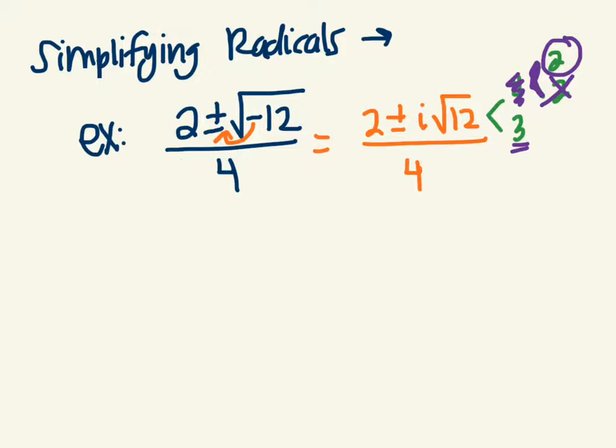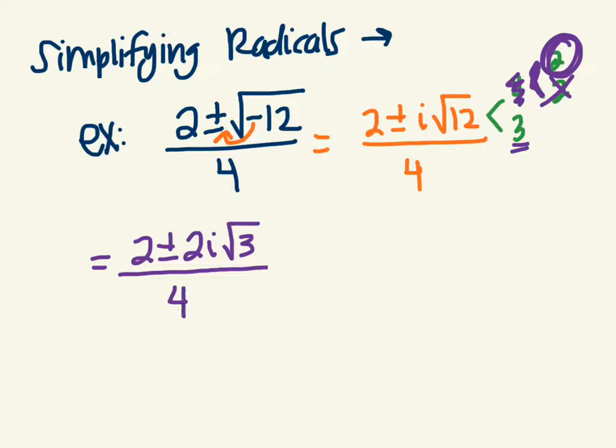Alright, so when we rewrite this, it's going to be 2 plus or minus. Now when you bring out that 2, the one that we have circled, it's going to go with the i right in front of the radical. And then that 3 that was left over that didn't have a pair is going to stay underneath the radical. And they're all divided by 4.